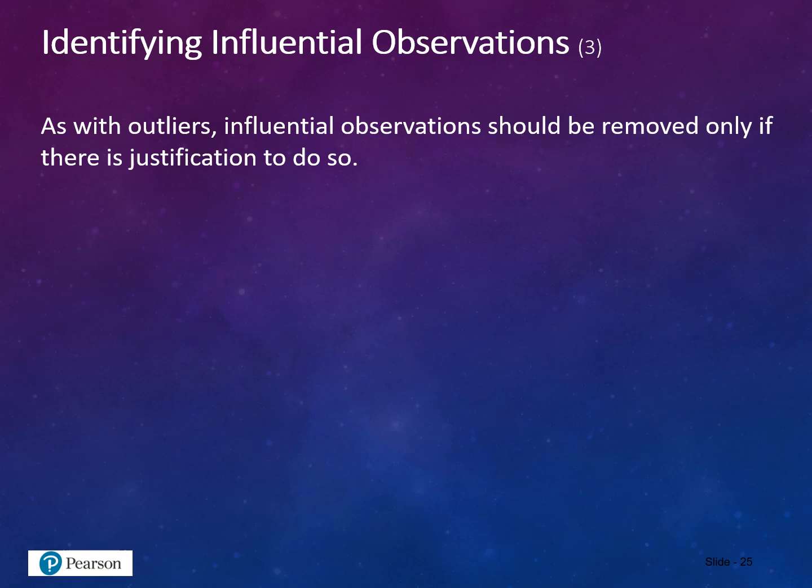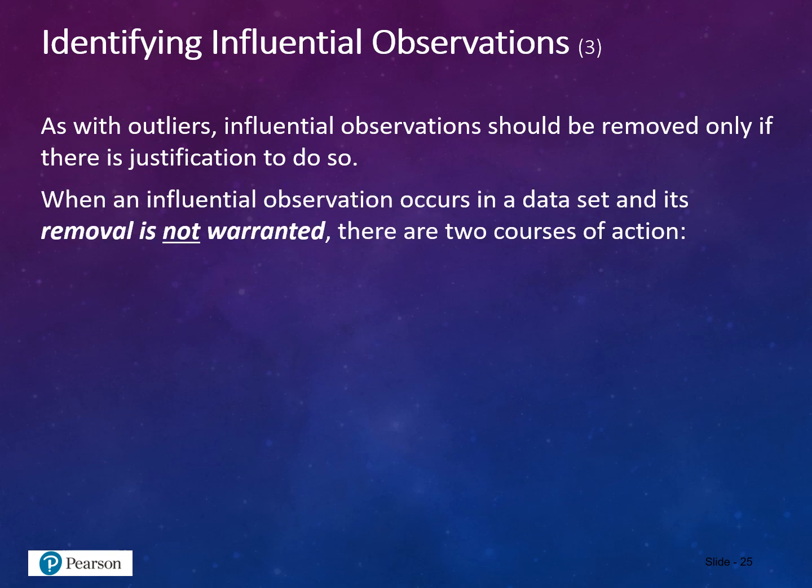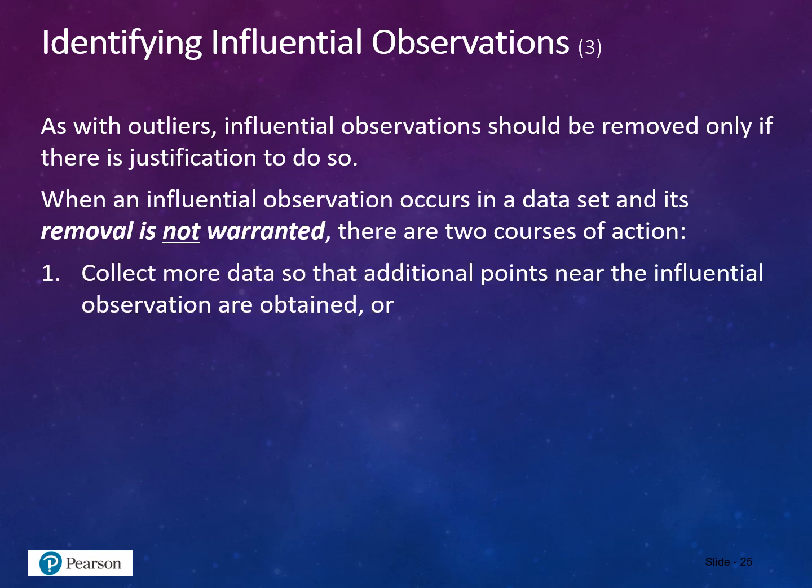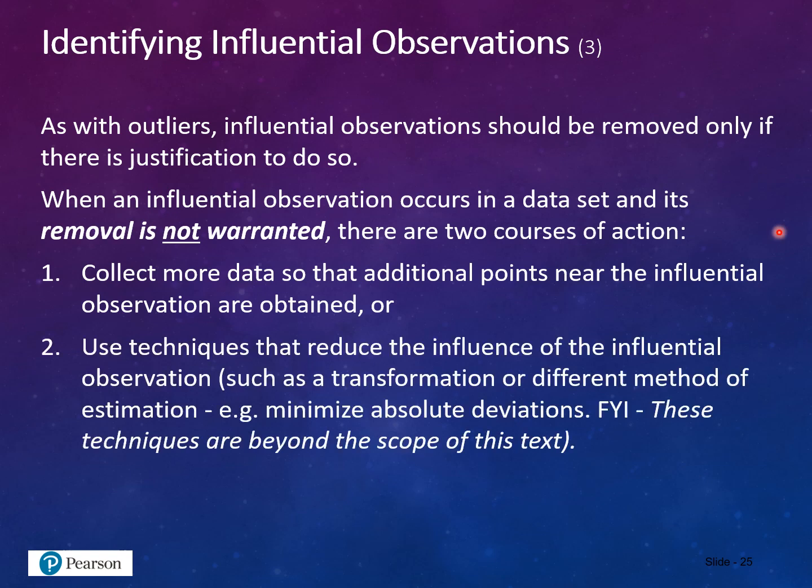As with outliers, an influential observation should be removed only if there is justification to do so. When an influential observation occurs in a data set and its removal is not warranted, there are two courses of action. Collect some more data so that additional points near the influential observation are obtained, or use techniques that reduce the influence of the influential observation, such as transformation or a different method of estimation, for example, minimizing absolute deviation. FYI, these techniques are beyond the scope of this text and this course, but you do have some insight into it there.